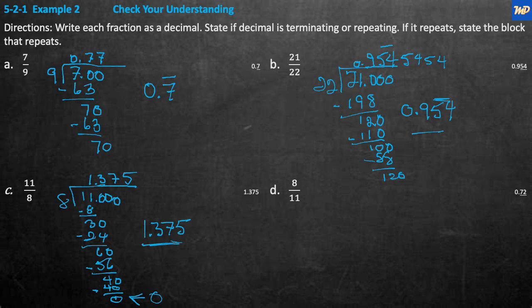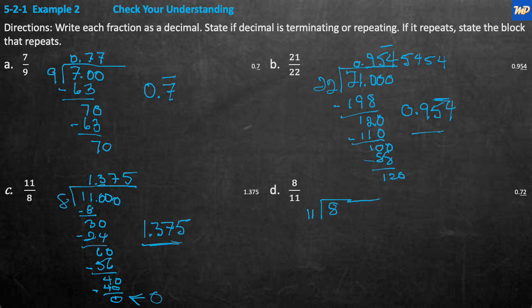Okay? Now the last problem is 8. We flipped it. This was 11 divided by 8. This one's 8 divided by 11. So we're going to do this. We'll see how this works out. We're going to take the numerator, 8, and divide it by 11.